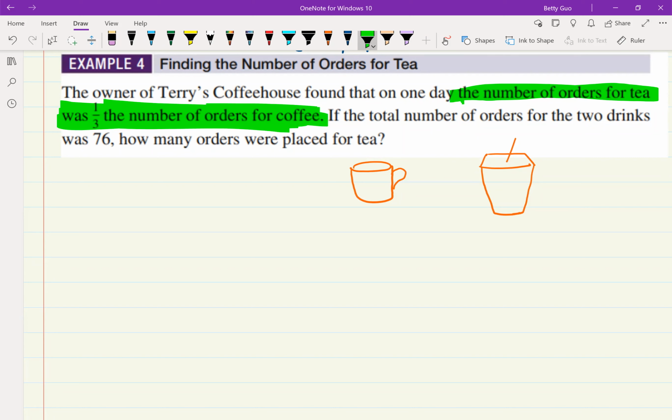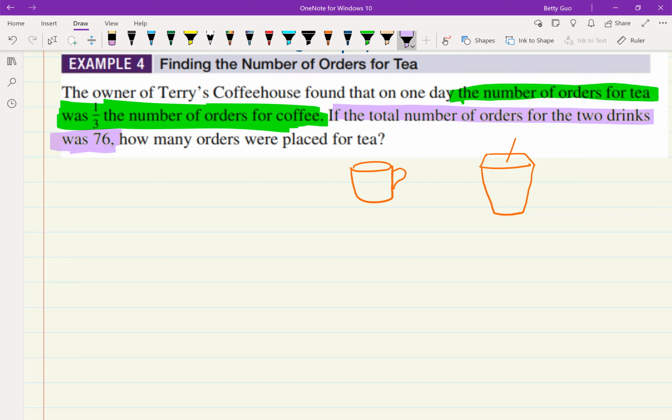If the total number of orders for the 2 drinks was 76, that's another piece of information that we can use later. We are looking for how many orders were placed for tea. So basically, the store offers 2 drinks, right? Tea and coffee. How's my drawing? Very simple, right? Tea and coffee.